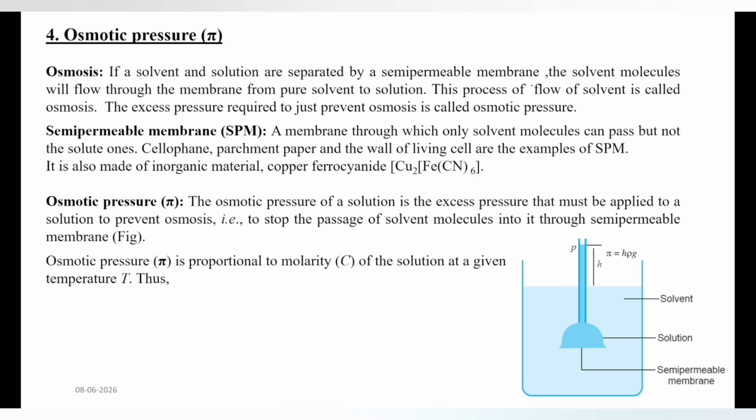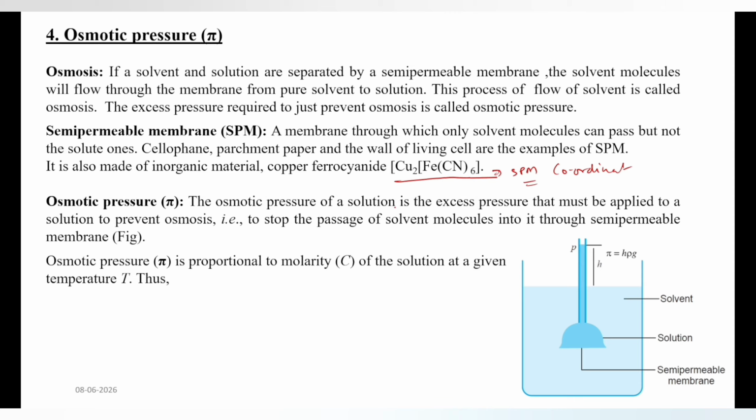So this is what is written here: the excess pressure required to just prevent osmosis is called osmotic pressure. Now, what is a semi-permeable membrane? It is called SPM. It is a membrane which only allows solvent molecules to pass. It is made up of cellophane, parchment paper, and the walls of living cells also. There are various types of membrane. Since we are also dealing with the coordination chemistry chapter, a type of coordination compound, copper ferrocyanide, is also used as an SPM.